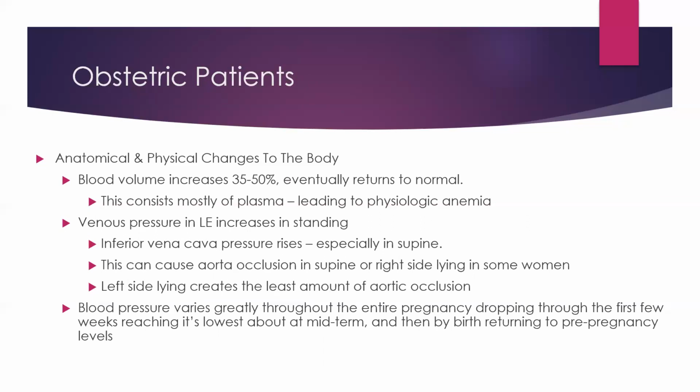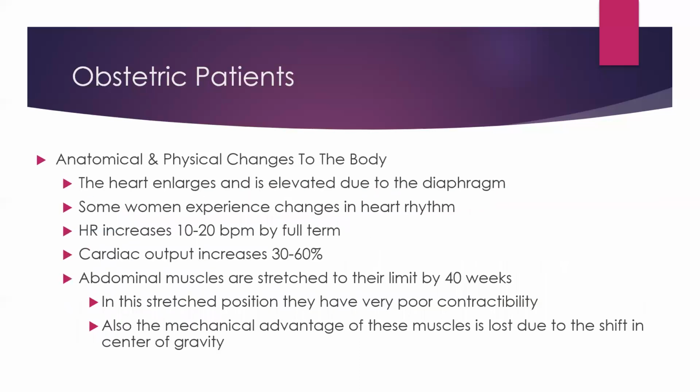Venous pressure in the lower extremity increases, obviously, because baby again. So the inferior vena cava pressure rises, especially in supine, which is why we don't want them in supine very often. It can lead to aortic compression in supine or right side lying. So left side lying creates the least amount of pressure. So if your patient's going to lie down, ideally they should be in left side lying. Blood pressure varies greatly throughout the entire pregnancy, dropping for the first few weeks, and then at midterm, and then it starts going back to pre-pregnancy levels afterwards.